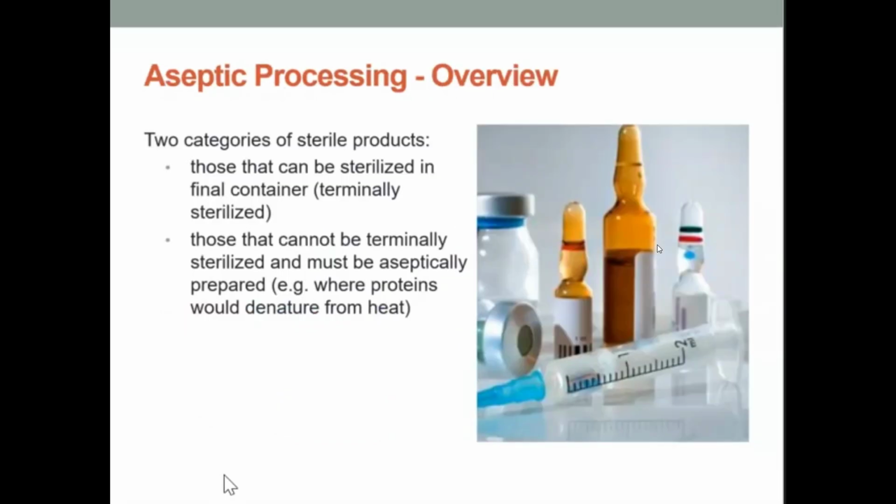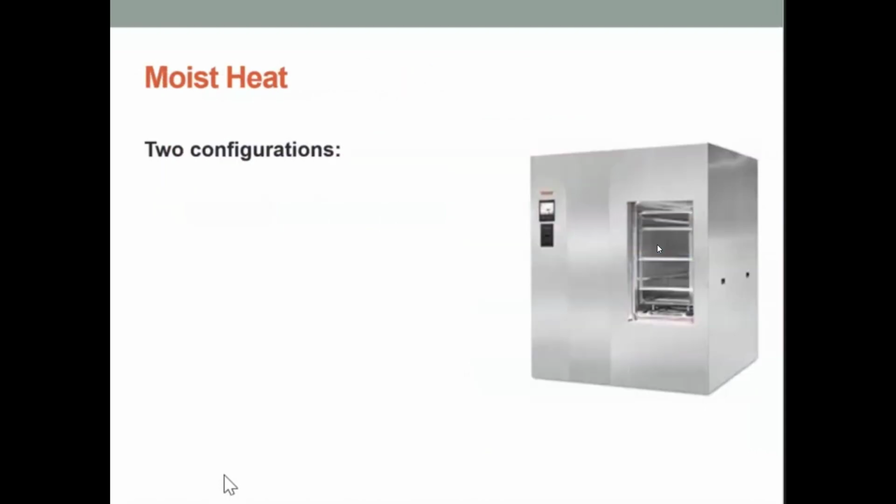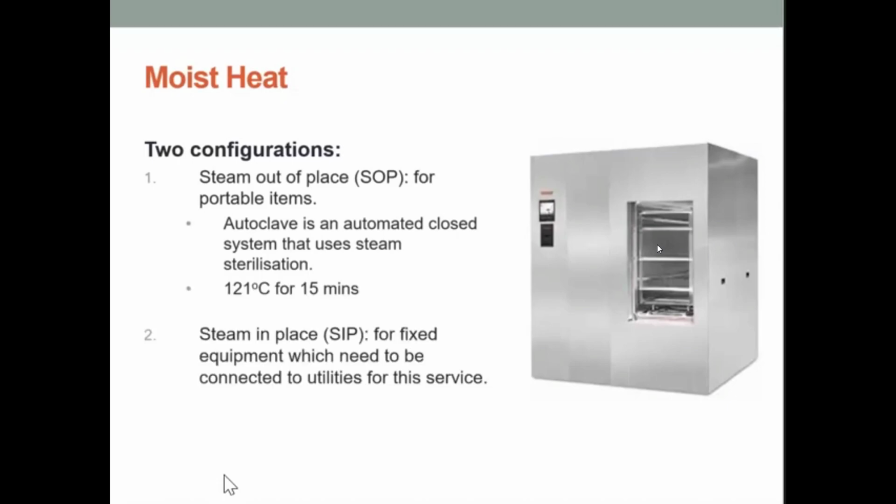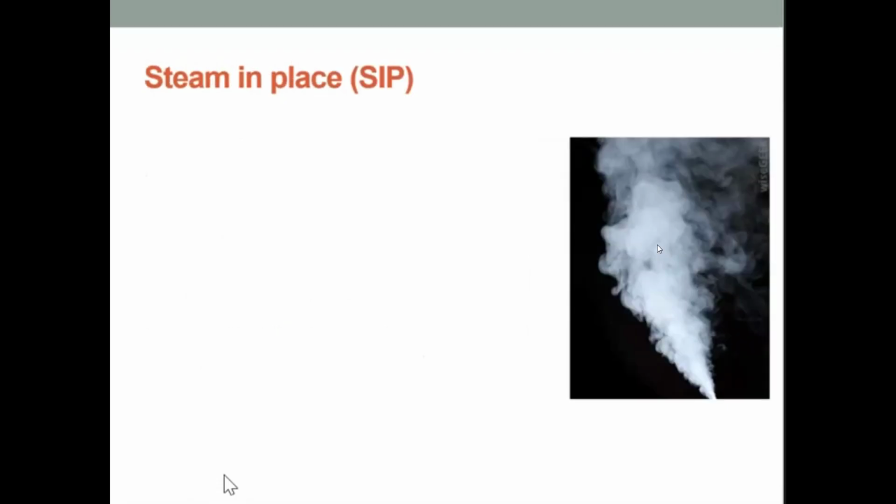Aseptic processing overview. So we talked earlier about the two categories of sterile products, those that can be sterilized in the final container, terminally sterilized, and those that cannot be and need to be aseptically prepared. In this lesson, we're going to be talking about steam sterilization. So for moist heat, we talked again earlier about the two configurations. We had steam out of place, SOP, for portable items, and this is where we would use the autoclave. The second type was the steam in place, the SIP, for fixed equipment, and that needs to be connected to utilities in order for that to function.